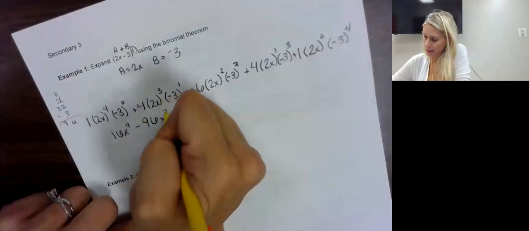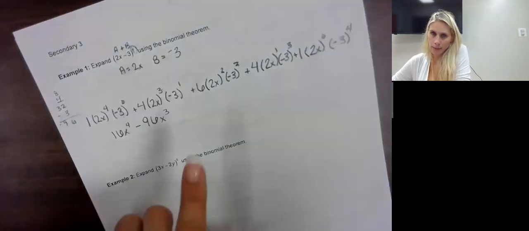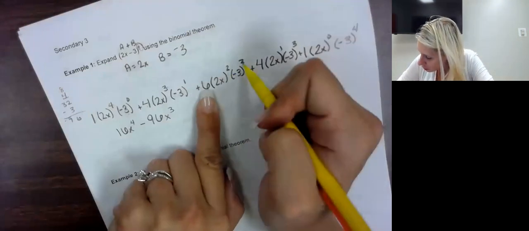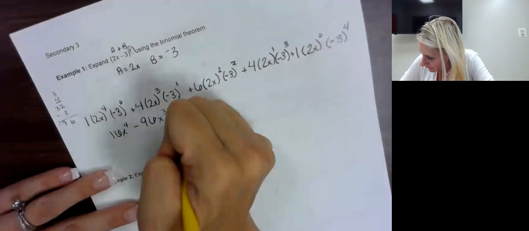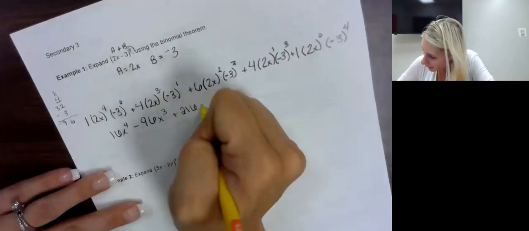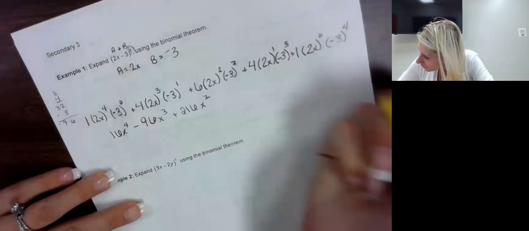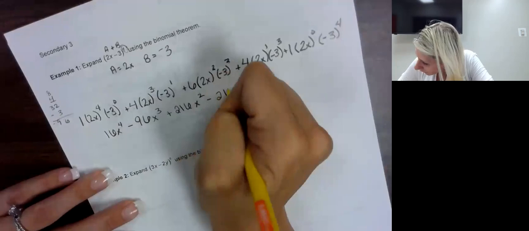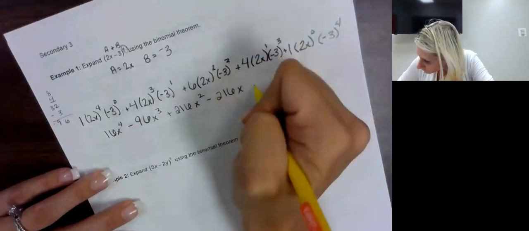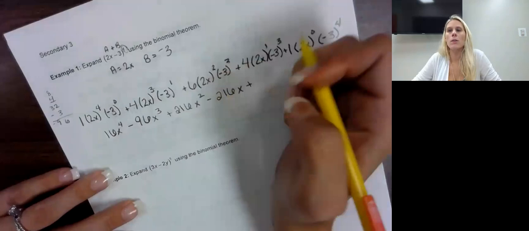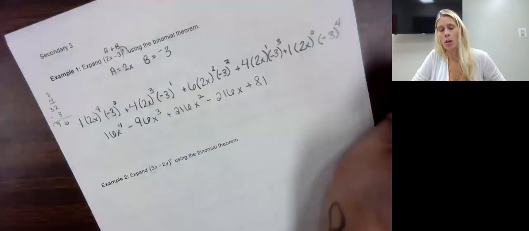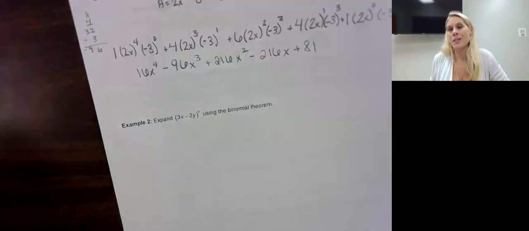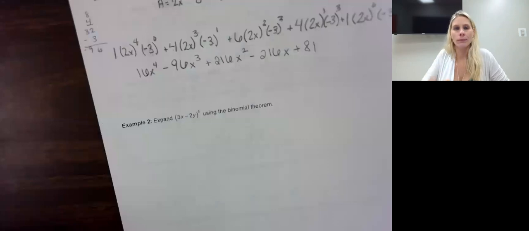Next one, 6 times 2 squared is 4, times -3 squared is 9. And what do you know? You get 216. And this gives me x squared. And as we go along, you end up with what we did before. So now you can either take your time doing all your boxes, or you can use Pascal's triangle and the binomial theorem to help us expand faster.